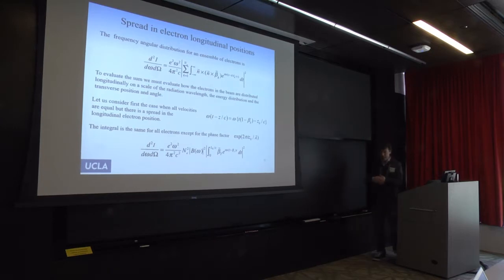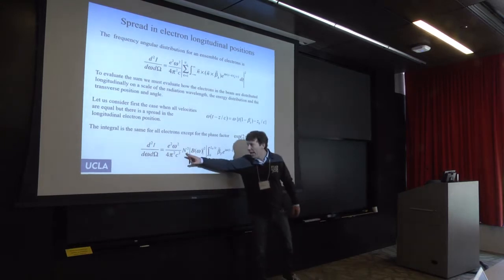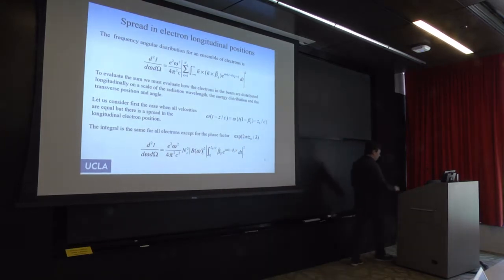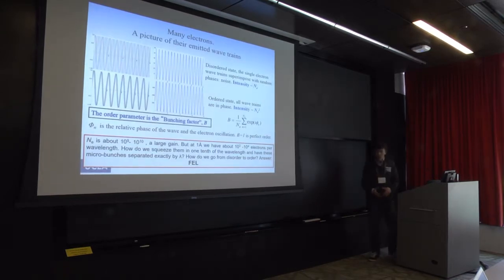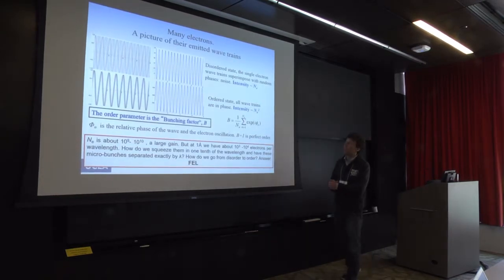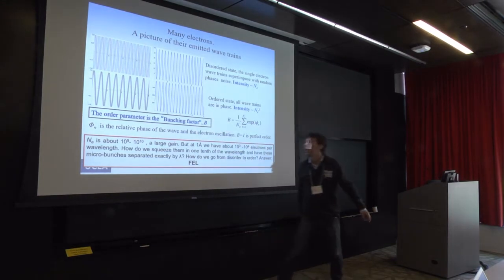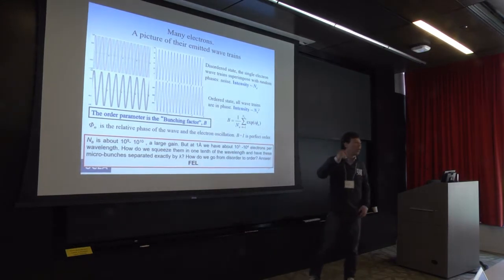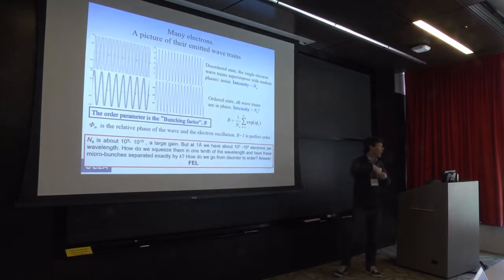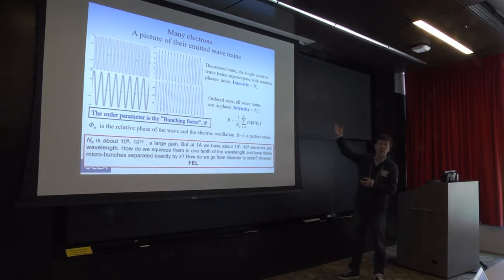So basically the emitted radiation will be the single particle spectrum times n squared b squared. This is the contribution of one particle. A pictorial representation of what happens if you have a disordered state, if the electrons are emitting at all possible phases, you have the picture up in the left over there, in which all the wave trains emitted from the electrons are randomly displaced. The intensity in this case goes like the number of the electrons. So it's the single electron spectral intensity times the number of electrons.